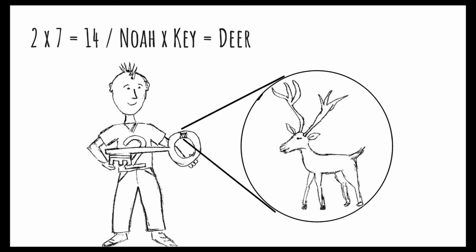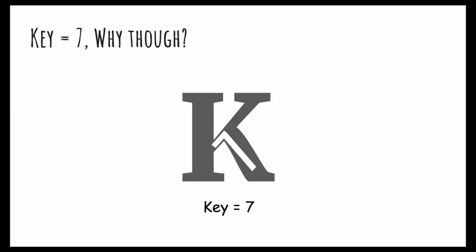So in this story, Noah is 2, key is 7, and deer is 14. Thus, 2 times 7 equals 14. Now, key equals 7. Why though, you may ask? In the major system, the number 7 is represented by the letter K. And using vowel sounds, you can make the letter K into the word key.